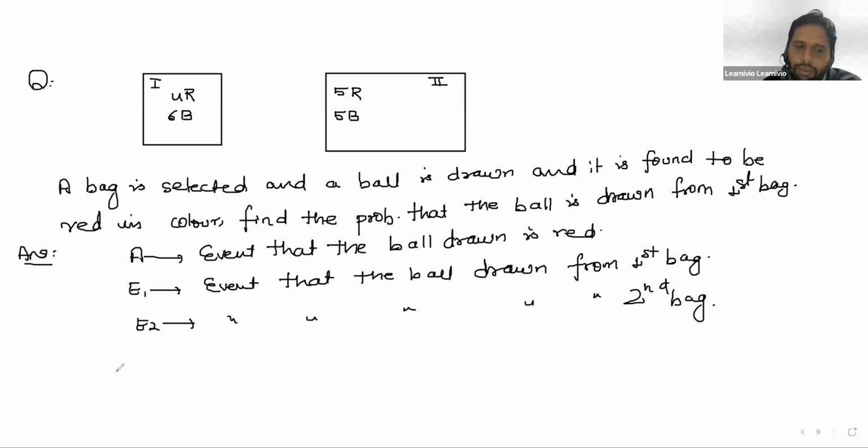Here, A is already given. They are saying to you that the ball drawn is red. What you need to find is that the ball is drawn from the first bag. So we need to find P(E1 by A) in this case. Clear up to here, up to this step, Atif and Nabil?